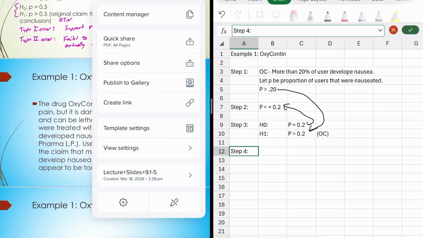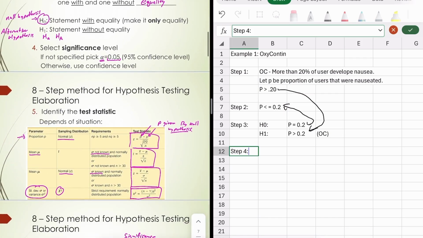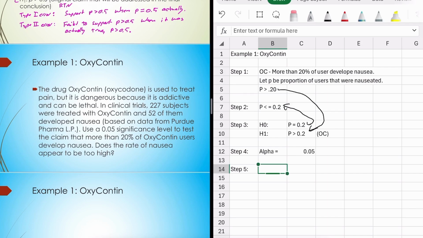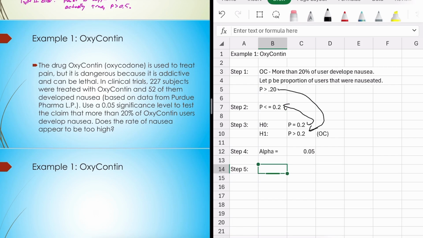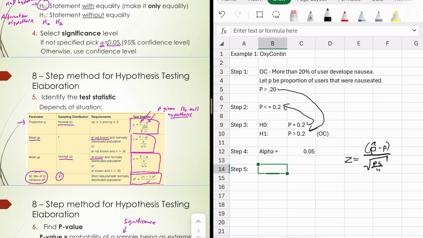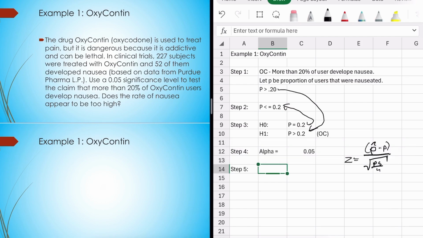And what is step 4? Step 4 is select confidence level, and step 5 is test statistic. So the confidence level is alpha equals 0.05, given in the problem. Step 5, the test statistic. What test statistic am I going to use? This is a proportion. The test statistic is z distributed, and it's p hat minus p over square root of pq over n. That's my test statistic. I could look that up on the sheet to make sure. Yeah, there it is.